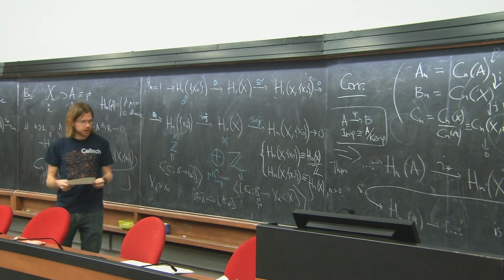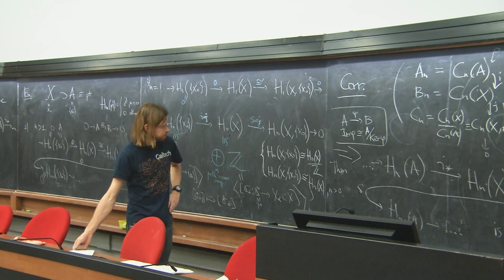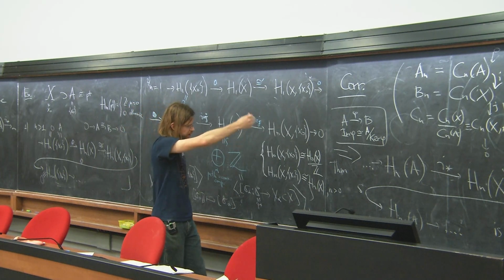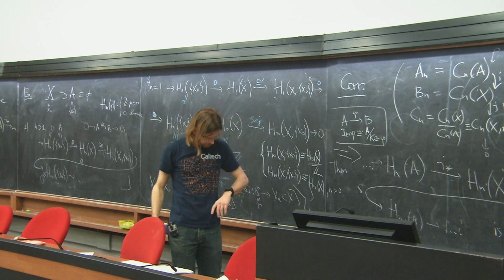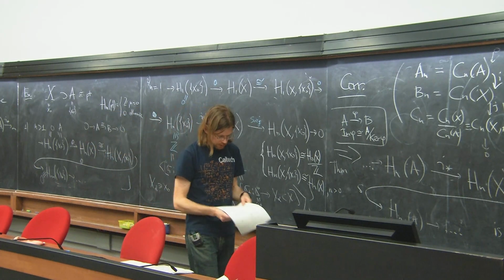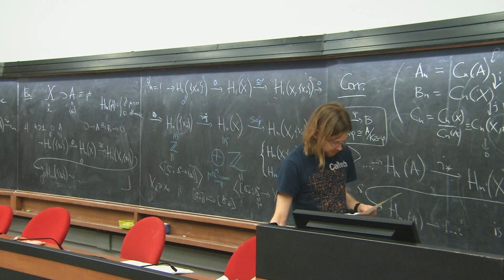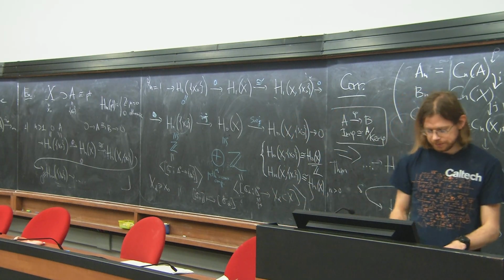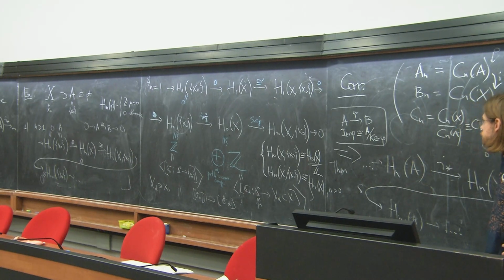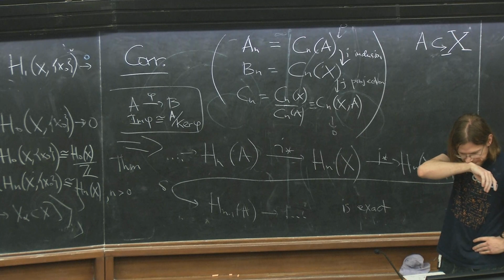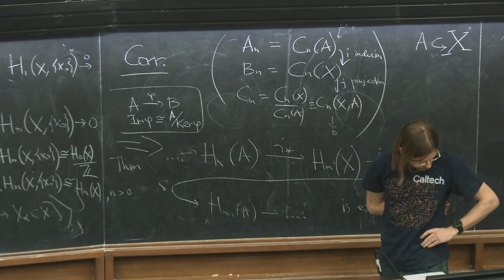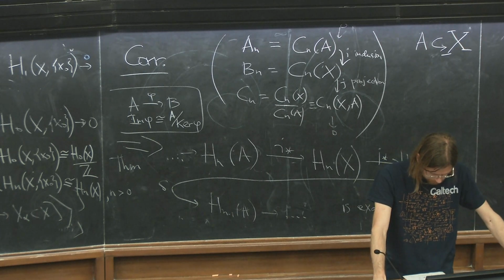So this is an example of how one can use this exactness to determine some groups in terms of other groups. Okay, any questions? Well, if not, that's it for today.